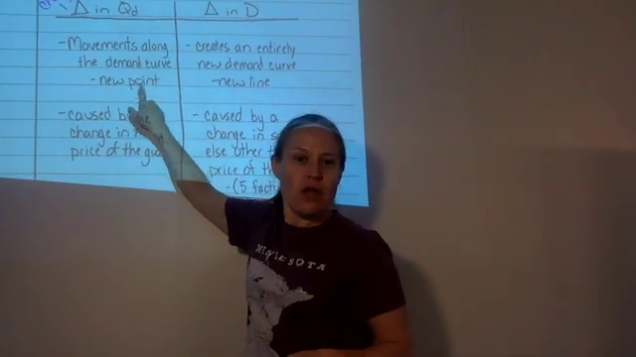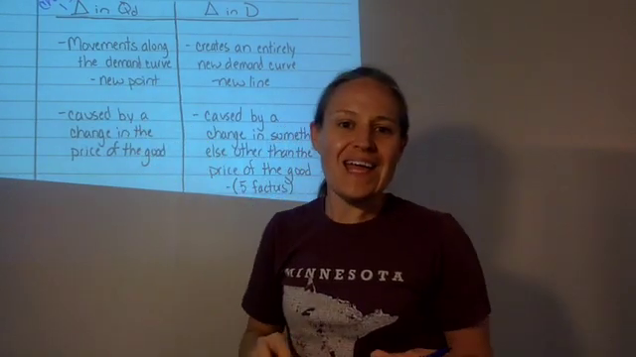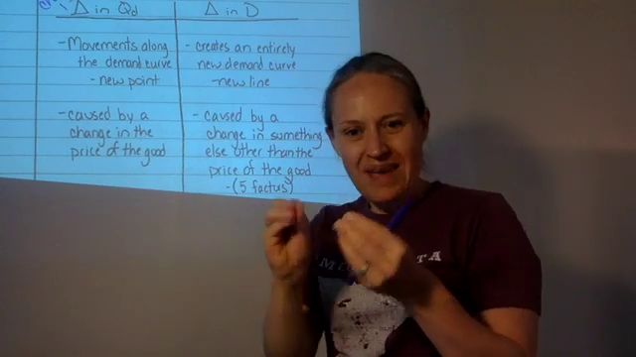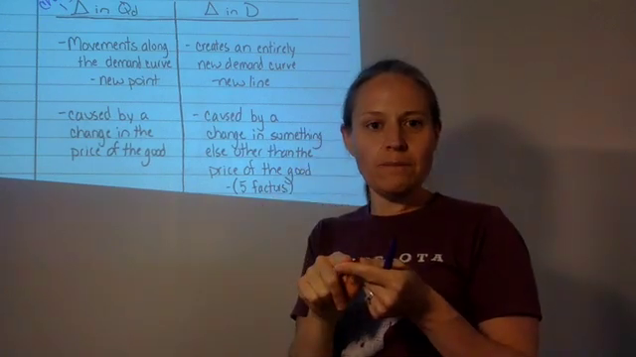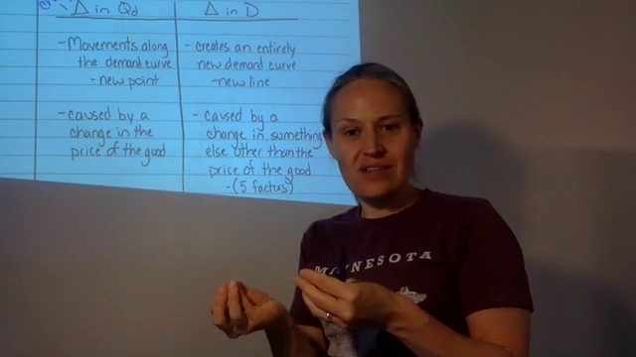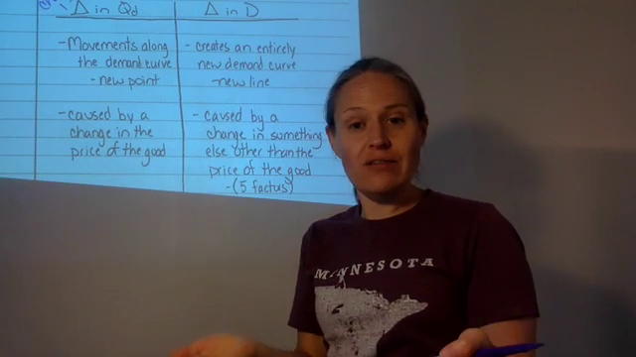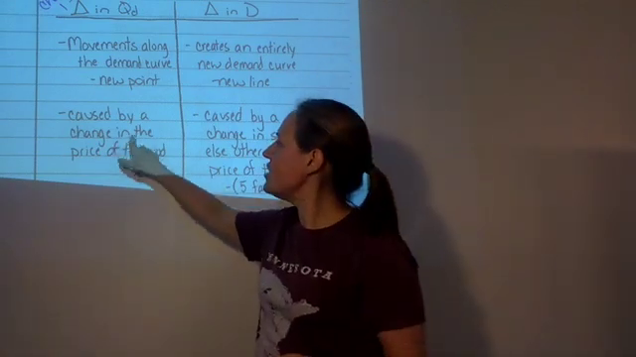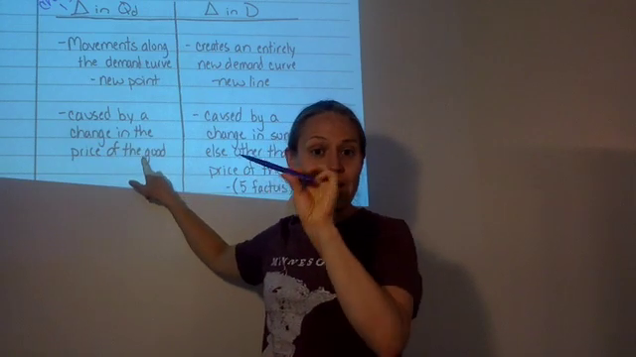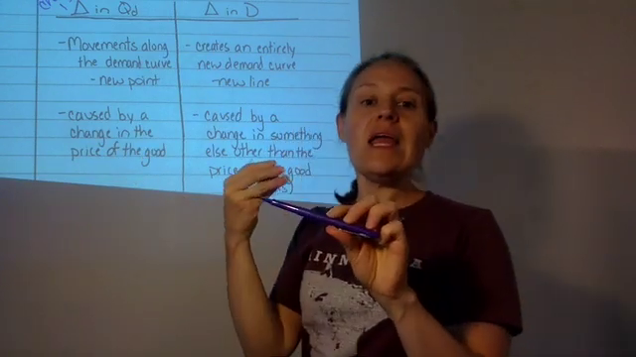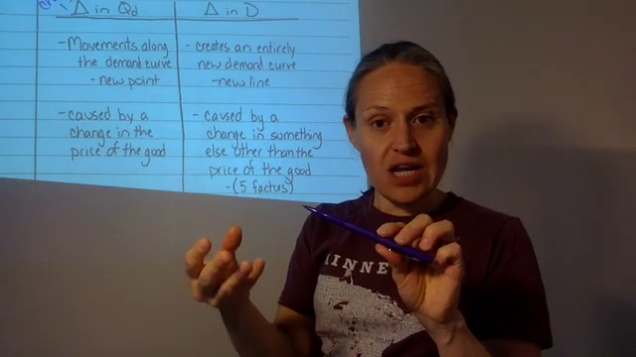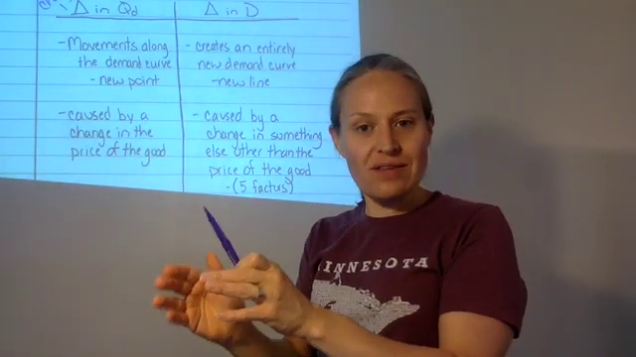It's a new point. So we talked earlier that a quantity demanded is a point on the graph. So if there's a change in quantity demanded, you'll end up with a new point. And it's caused by a change in the price of the good. So if you're talking about markers, let's say if the price of the marker changed, there would be a new quantity demanded.